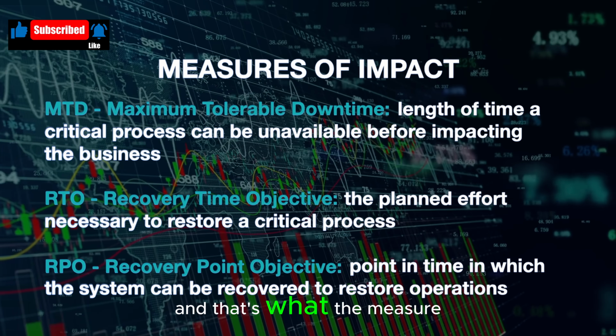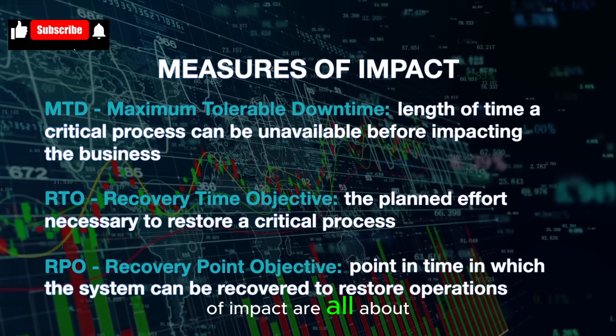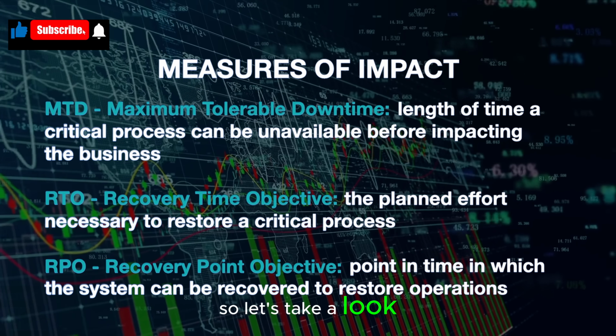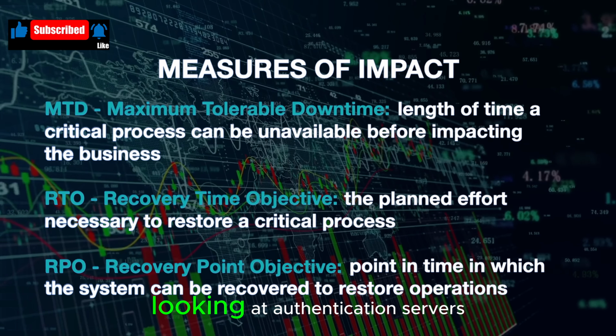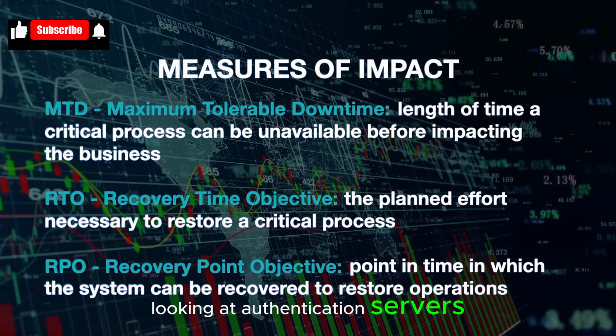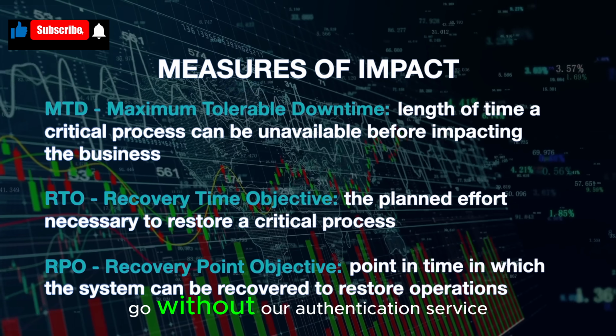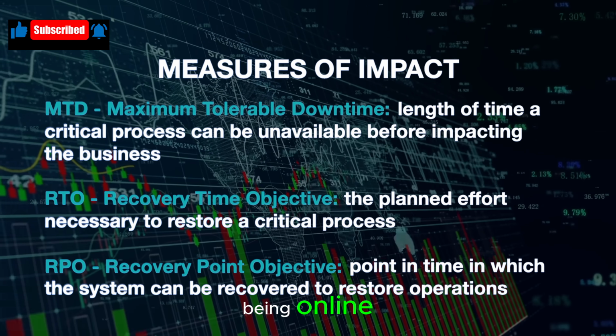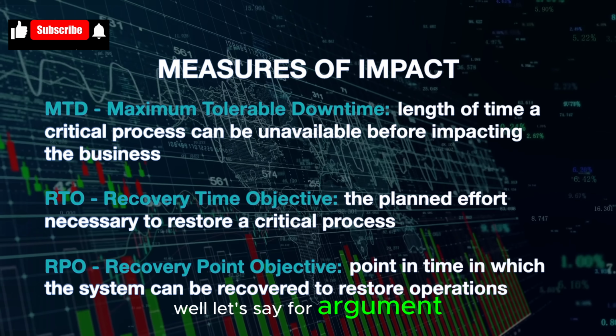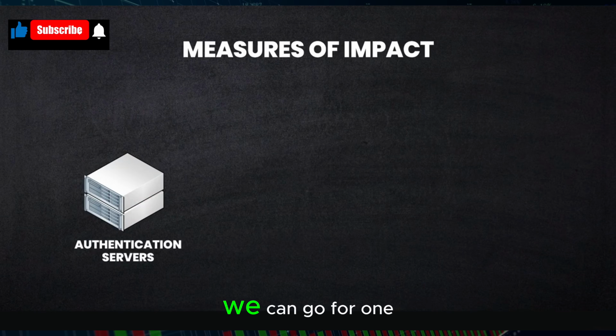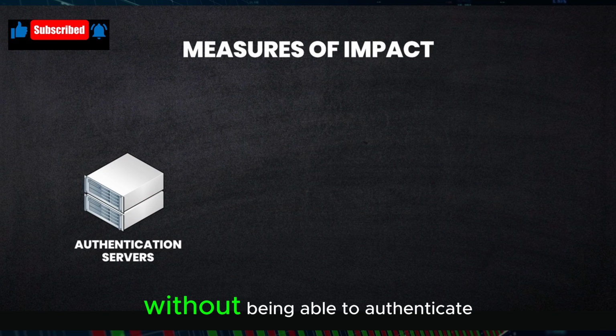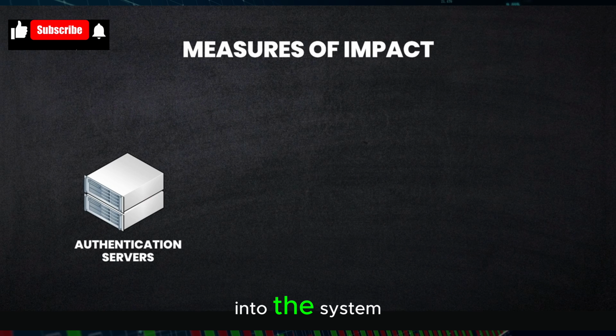And that's what the measures of impact are all about. So let's take a look at an example of this. Looking at authentication servers, how long could we go without our authentication service being online? Well, let's say for argument's sake it's 60 minutes. We can go for 1 hour without being able to authenticate into the system.